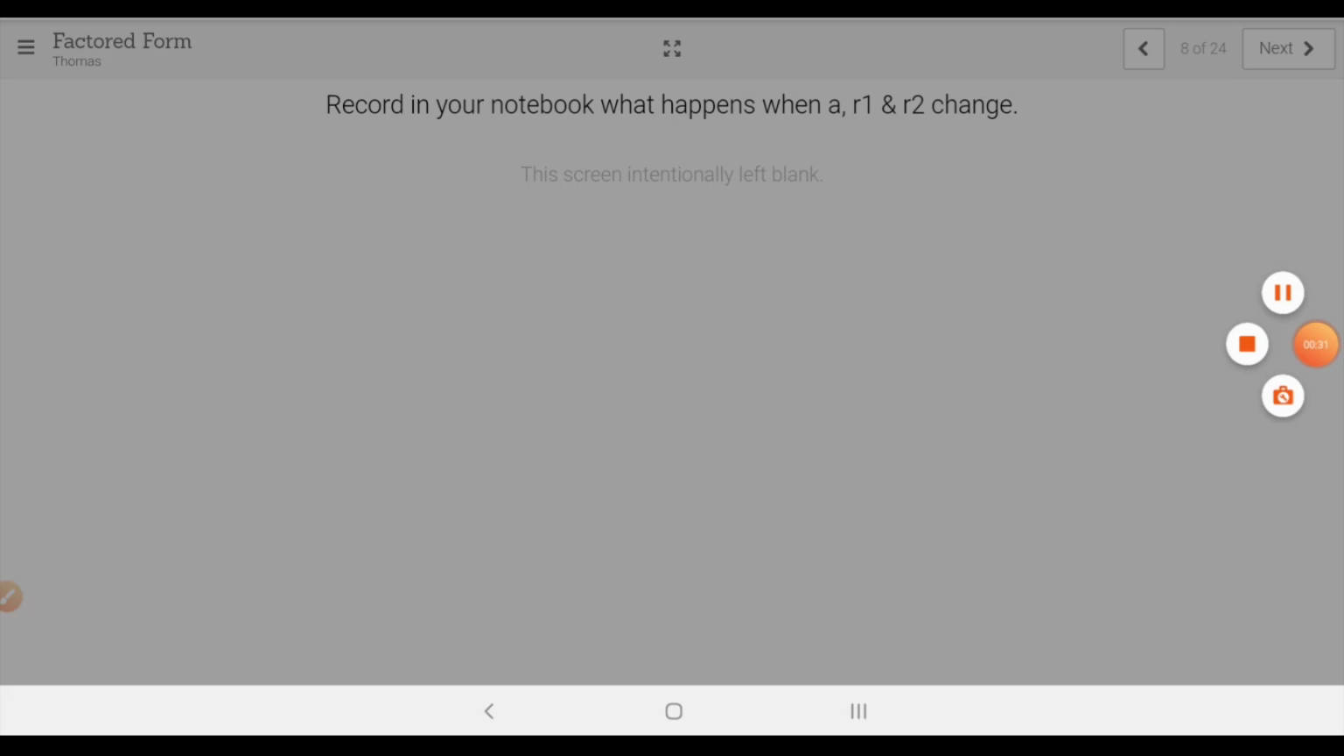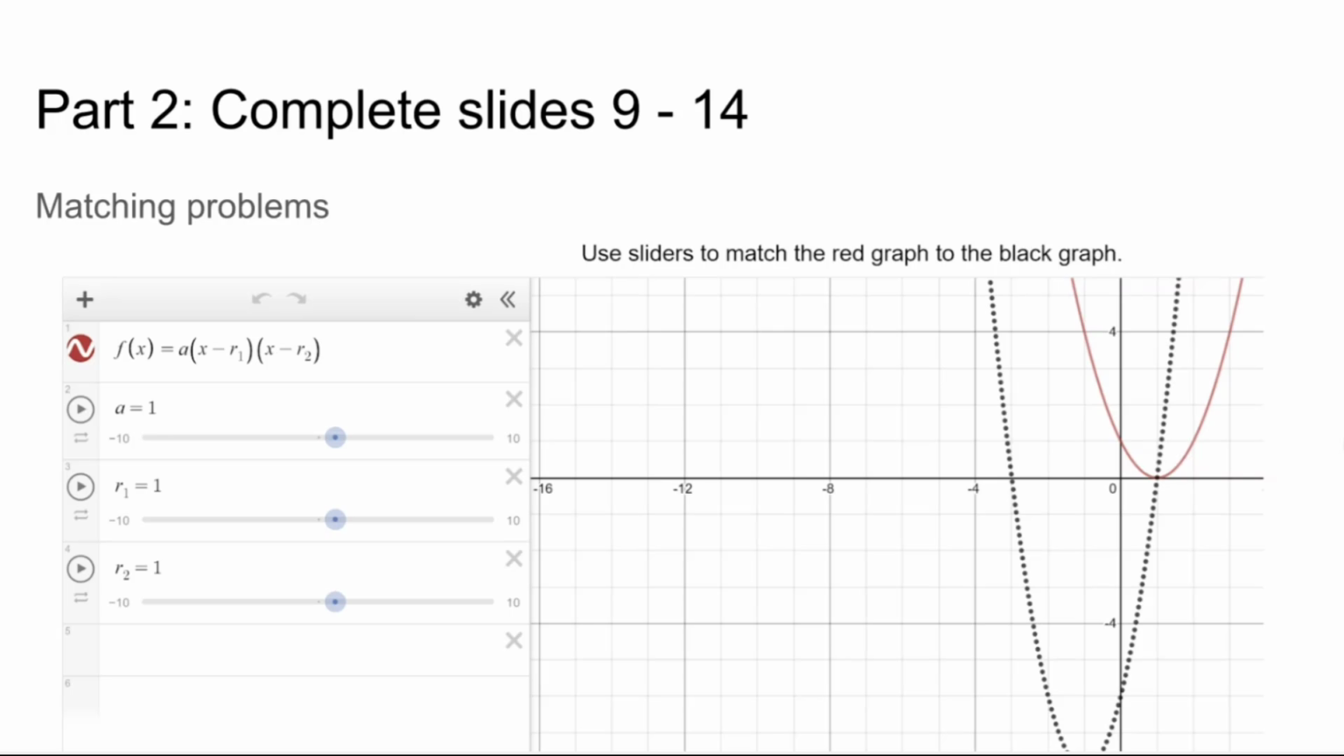All right. Done with part 1. Part 2, complete slides 9 through 14. You should be able to complete the next slides. These are going to be matching. Like in this example right here, you're going to match the red graph to the black graph. We'll go over that in Desmos in a second. But you should be able to complete 9 through 14 in this next part.